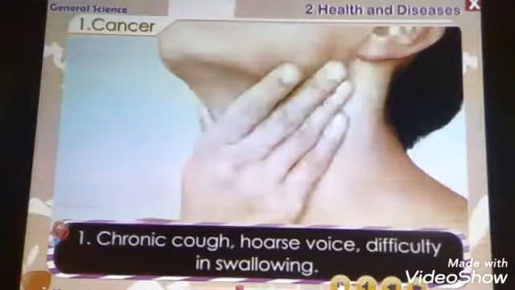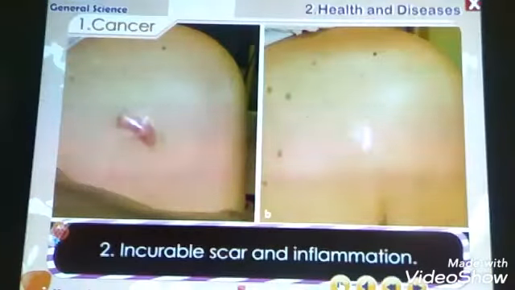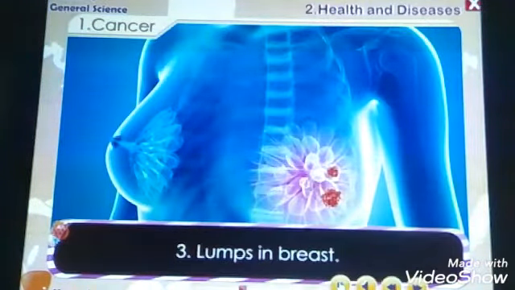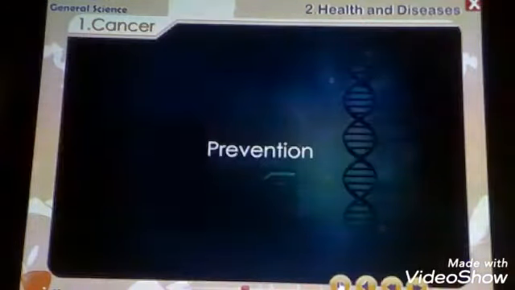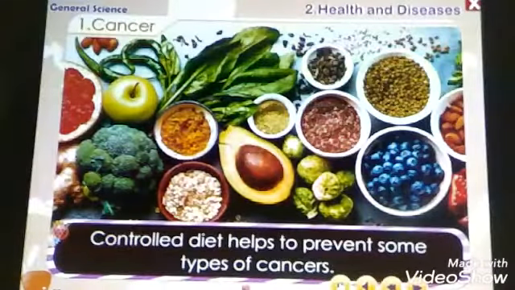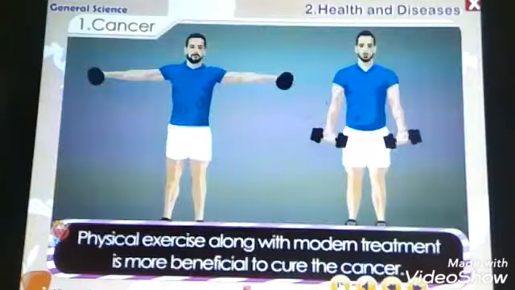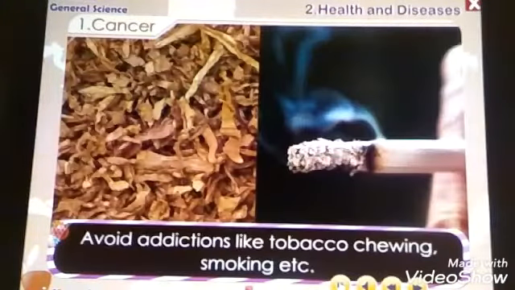Symptoms: chronic cough, hoarse voice, difficulty in swallowing, incurable scar and inflammation, lumps in the breast, unexplained weight loss. Prevention: a controlled diet helps to prevent some types of cancers. Physical exercise along with modern treatment is more beneficial to cure cancer.